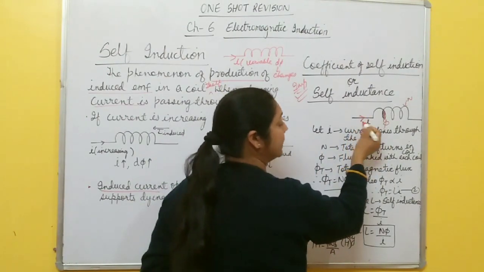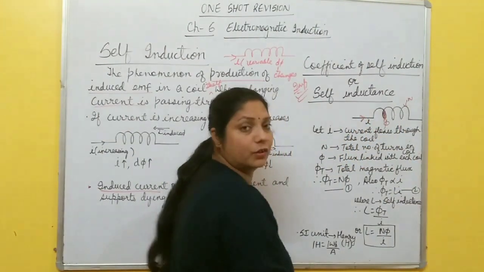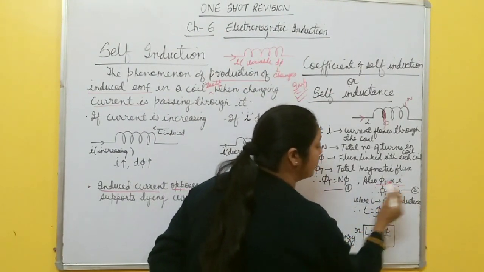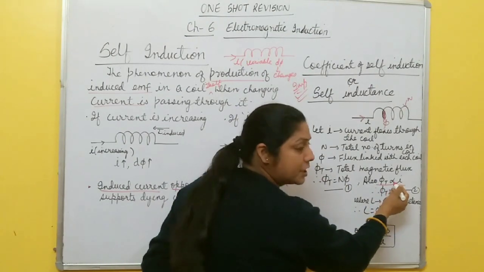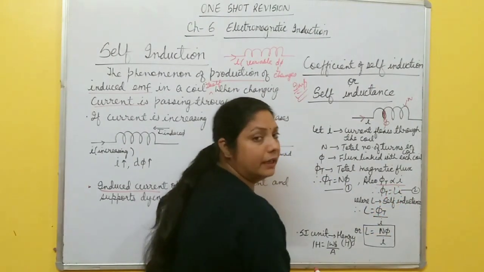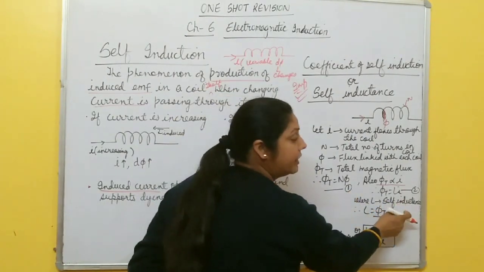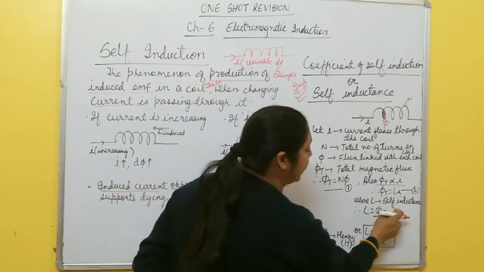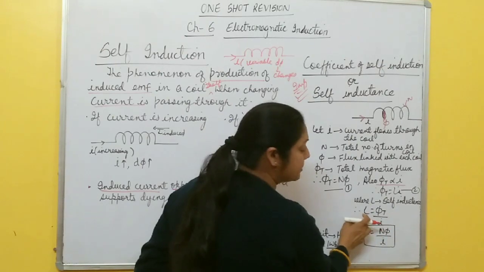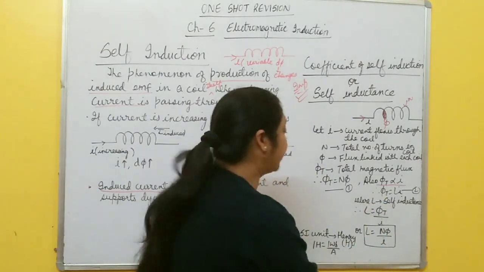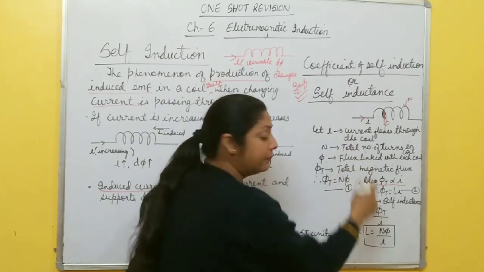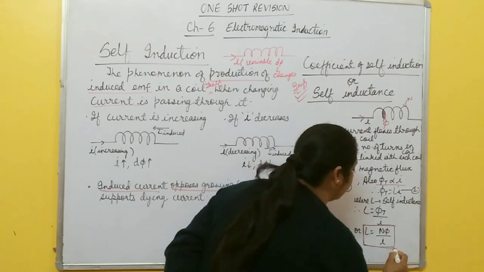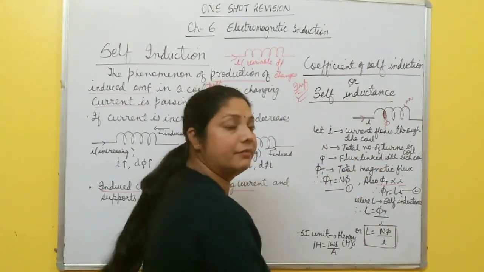As the amount of current increases, the magnetic flux linked with the coil also increases. It means magnetic flux is proportional to I. Removing the proportionality sign, phi t equals L I, where L is called self-inductance or coefficient of self-induction. From this, L becomes phi t by I, total magnetic flux by current. Putting the value of total magnetic flux, N phi for N turns, L becomes N phi by I. This is the formula for coefficient of self-induction or self-inductance.